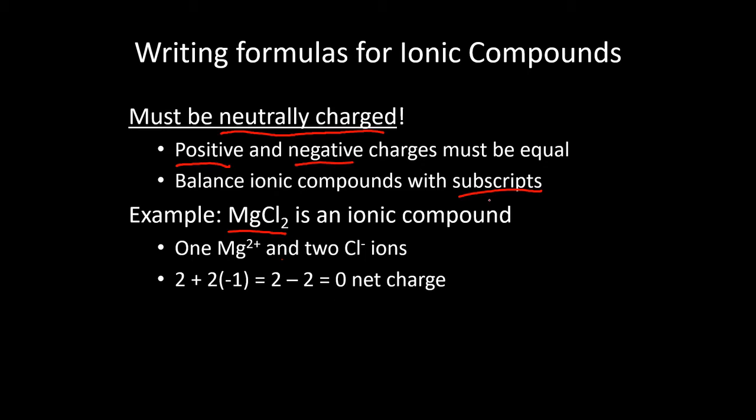Because remember, coefficients tell us, if we have 2 as a coefficient, that means we have 2 of everything in the whole molecule. And so that won't help us balance. The subscripts say we have 2 of just this one particular atom. So with magnesium and chlorine as our example here, magnesium is going to have a charge of +2, and chlorine is going to have a charge of -1.